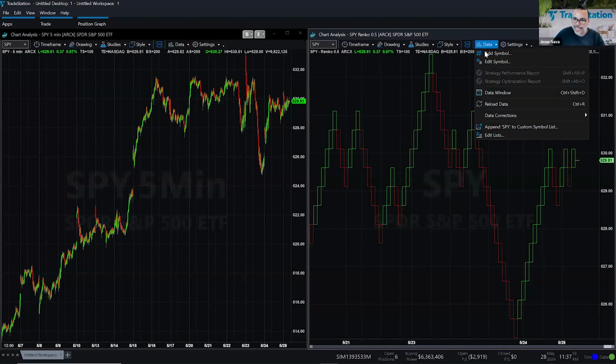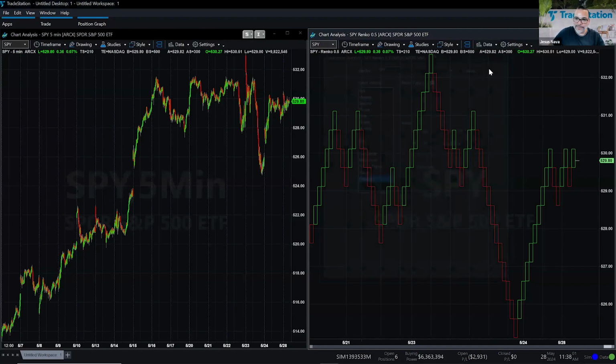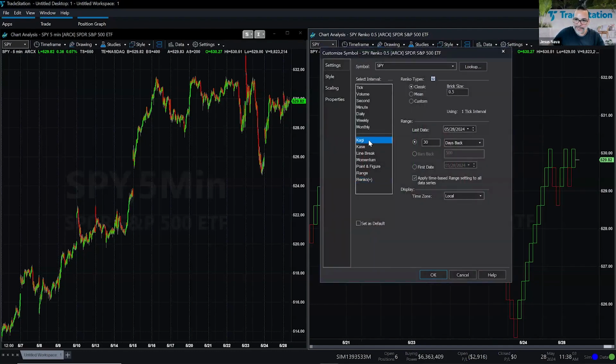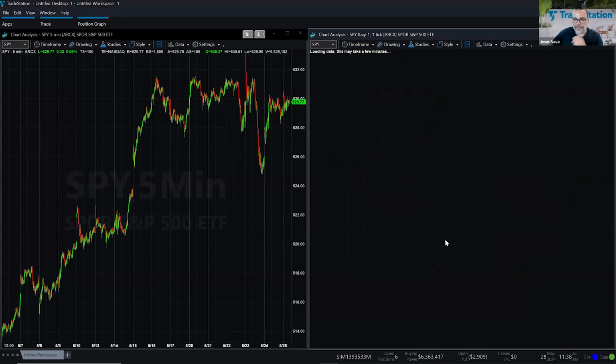Let's go here to data, edit symbol. We'll go to Kagi. Reversal, what we're looking for here is the reversal, and it says a 0.5. Let me set it to a 1 as a reversal using tick data. And I'm going to load 30 days. So it does take a look at all the pricing activity of those 30 days and starts building this line based on the price movements.